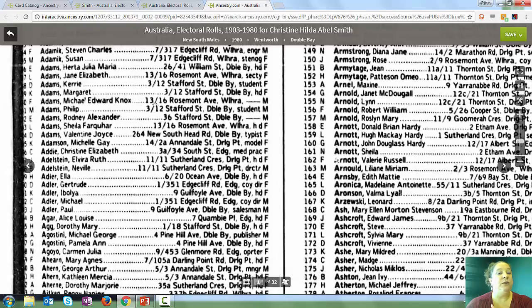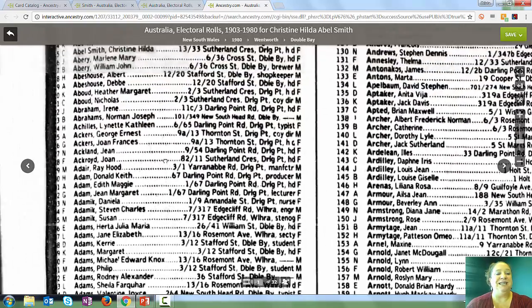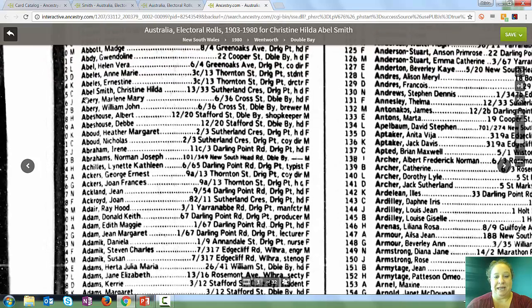Women are listed with their surname. So in this case, her last name is Smith, but she is indexed under her maiden name, which is Abel. And so you can learn information about women's maiden names and their married names. So if you only know one or the other, this might lead you to that.